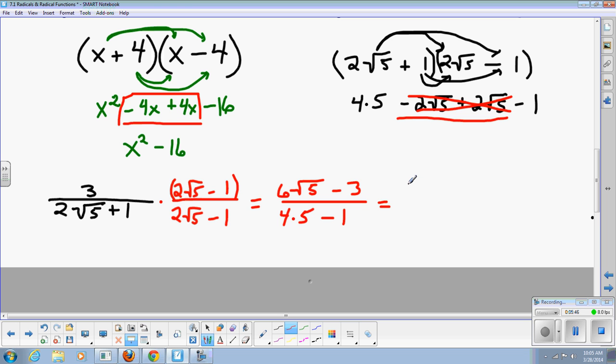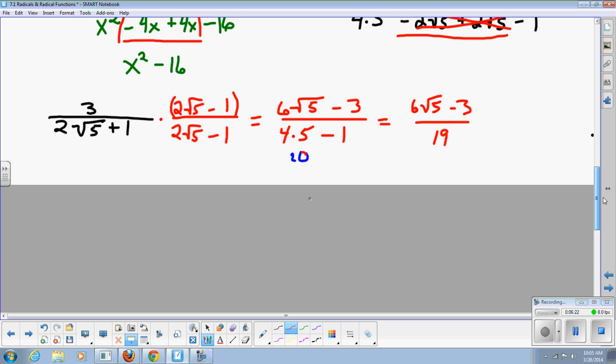I then finish it off by saying I have 6 times the square root of 5 minus 3 over 20, because 4 times 5 happens to be 20. And 20 minus 1 is 19. Now I have a rationalized denominator. So I know I'm dealing with 19ths. And I have the top that's 6 times the square root of 5 minus 3. Take a look at that for a second. If you have any questions, pause the video, come and ask me. I'll be happy to show you again. I will do more examples here. So let's take a look at another example together.